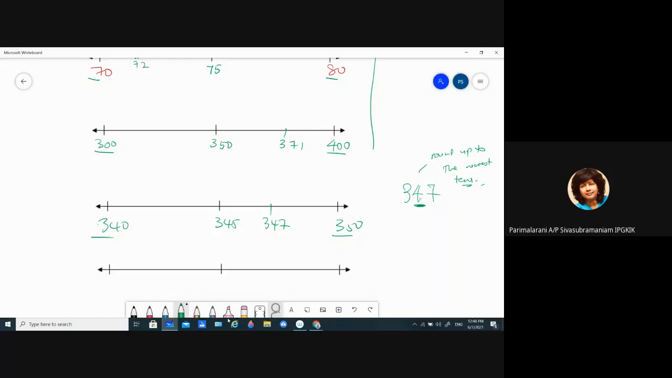Okay, so this is what the students need to know. When you give them a number, they need to know how to place it on the number line. When they place it correctly on the number line, from here they just follow the rules. And they can see clearly that 347 is closer to 350 than it is to 340. There are many activities that we can use to teach rounding. Rounding is a very important principle. Many children, when they go to secondary school, also cannot do rounding.